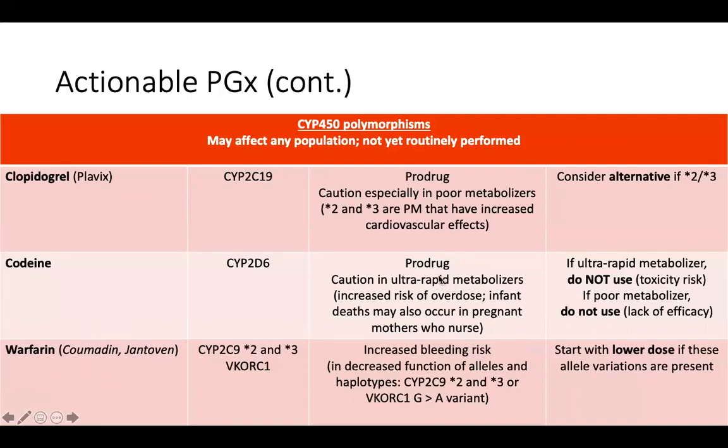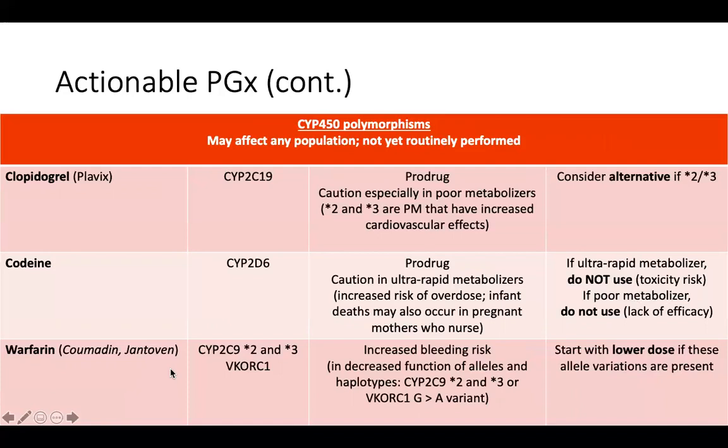For codeine, so that's also a prodrug, and we need to be careful in the ultra rapid metabolizers because of the increased risk of an overdose or that respiratory depression. And infant deaths can also occur in pregnant mothers who nurse, especially in those ultra rapid metabolizers. So if they are, don't use because of the toxicity risk. And then, if they're a poor metabolizer, don't use because there's a lack of efficacy.